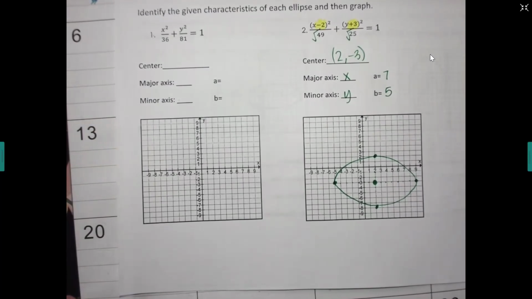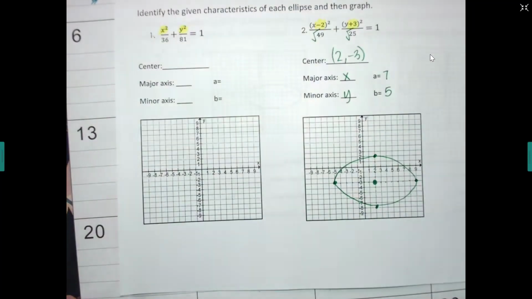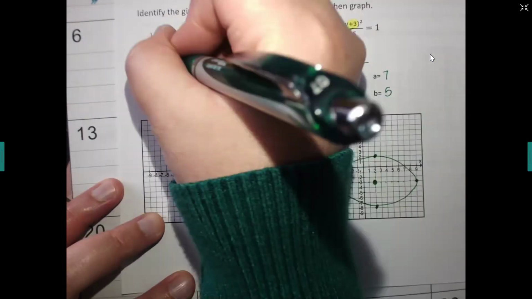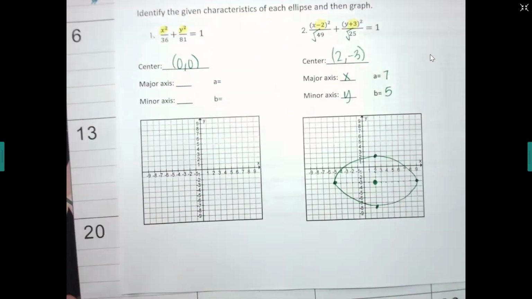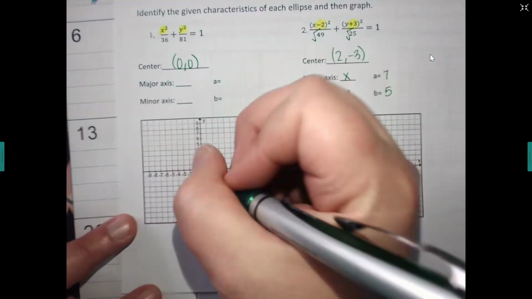So now let's do number 1 right next to it. Do you have any number with x or y? Then that means your center is going to stay 0, 0. So remember, if your x or your y is alone, that just means you're not shifting the center. So if I'm not shifting it at all, it would stay right here.